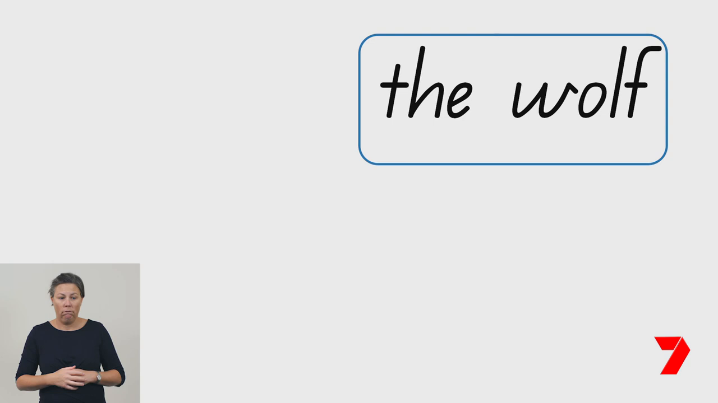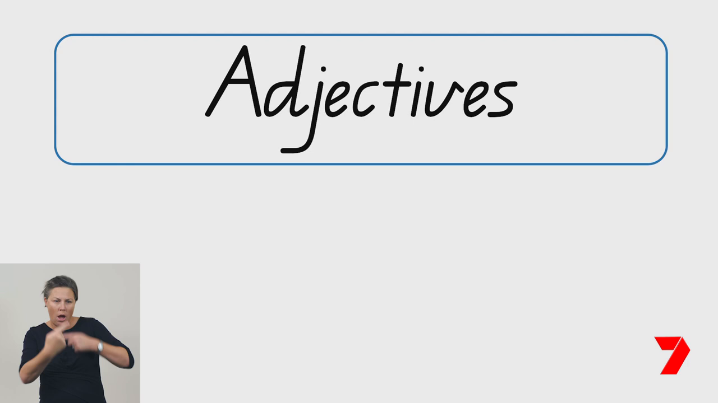The wolf is not a good character in the story. In the story, the author has used words to tell us about the wolf. The character is not just called the wolf, he is called the big bad wolf. The words big and bad tell us about the kind of character the wolf is and match his actions in the story. Words that describe someone or something have a special name. These words are called adjectives.